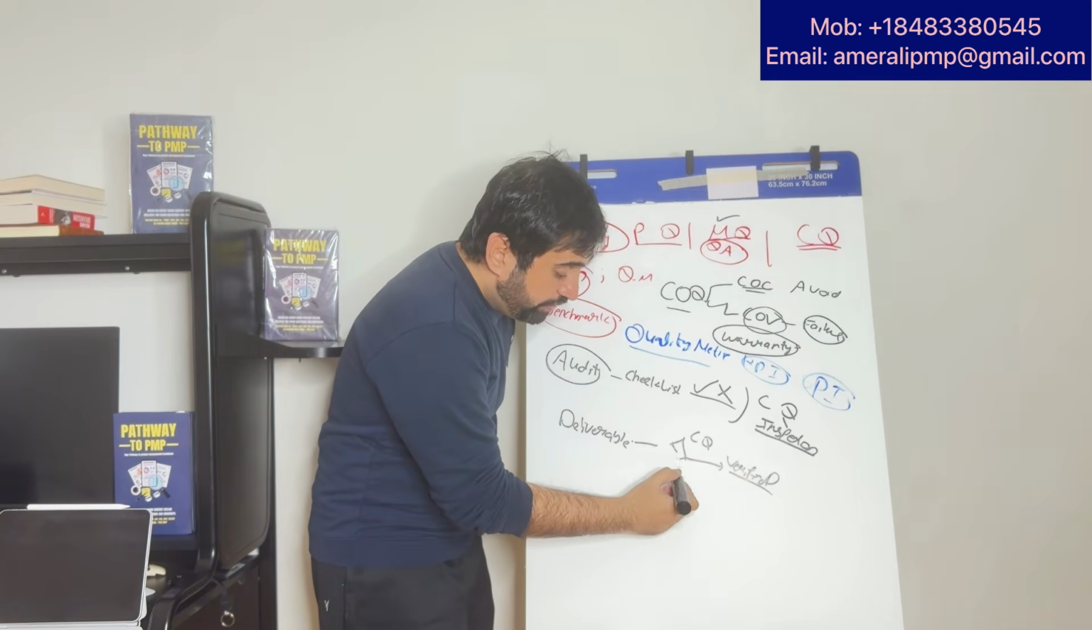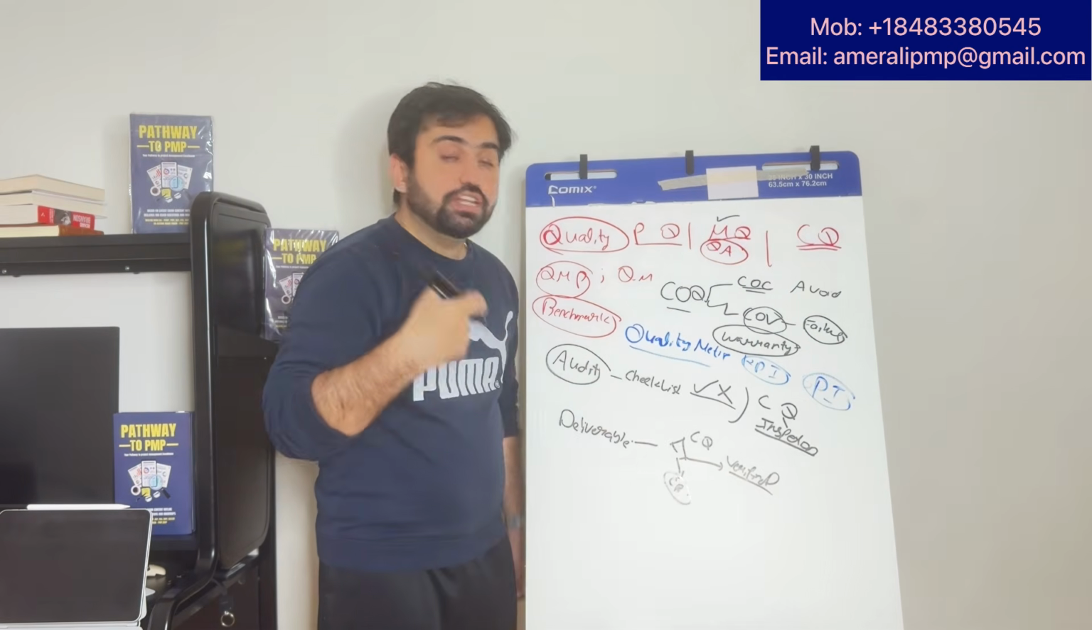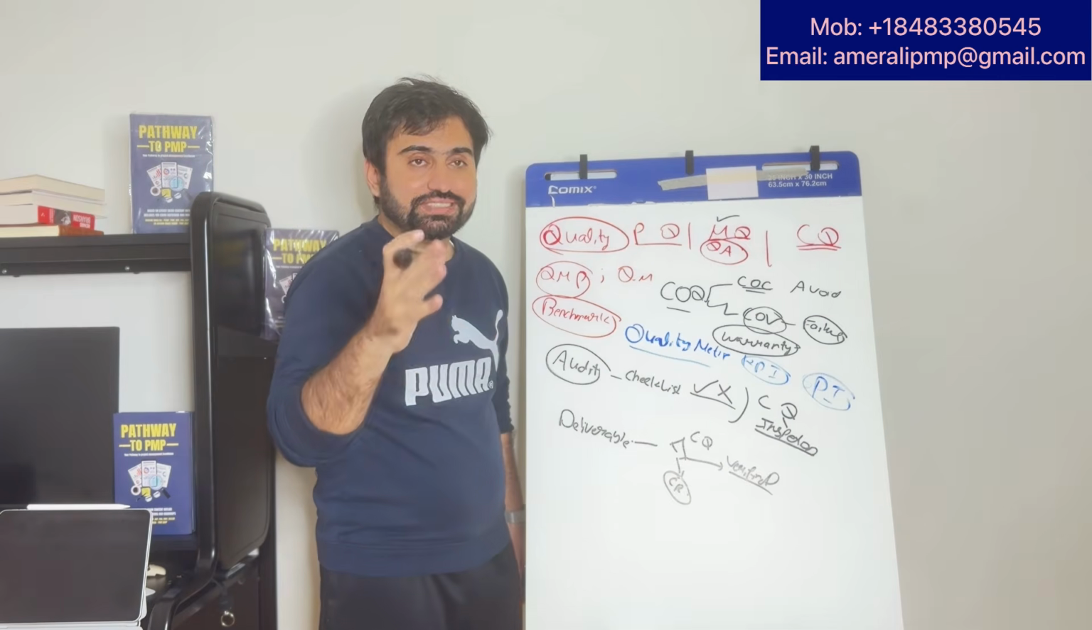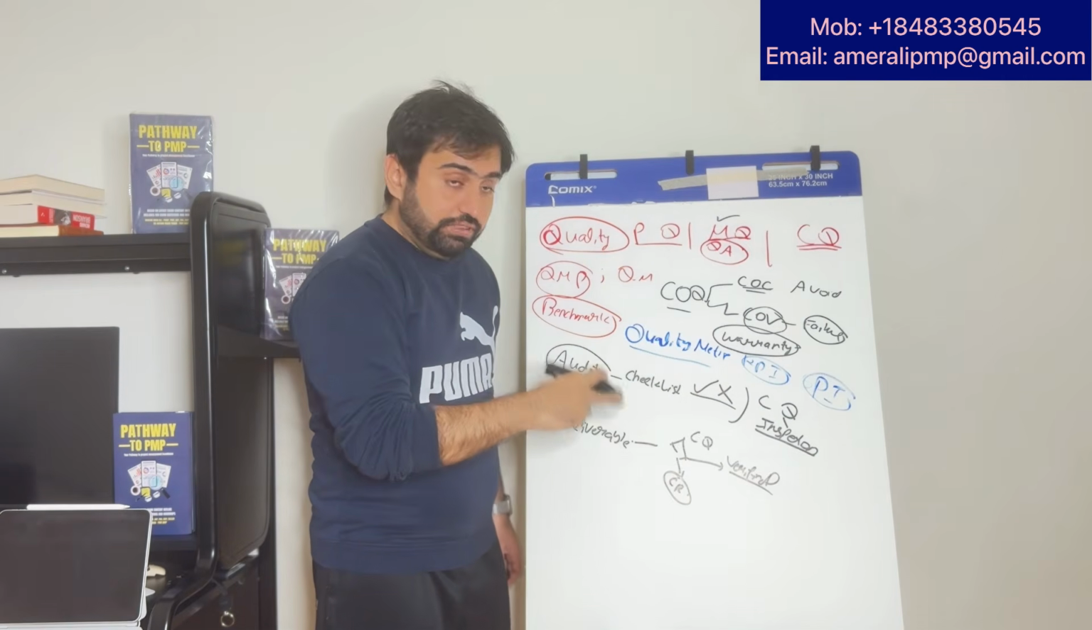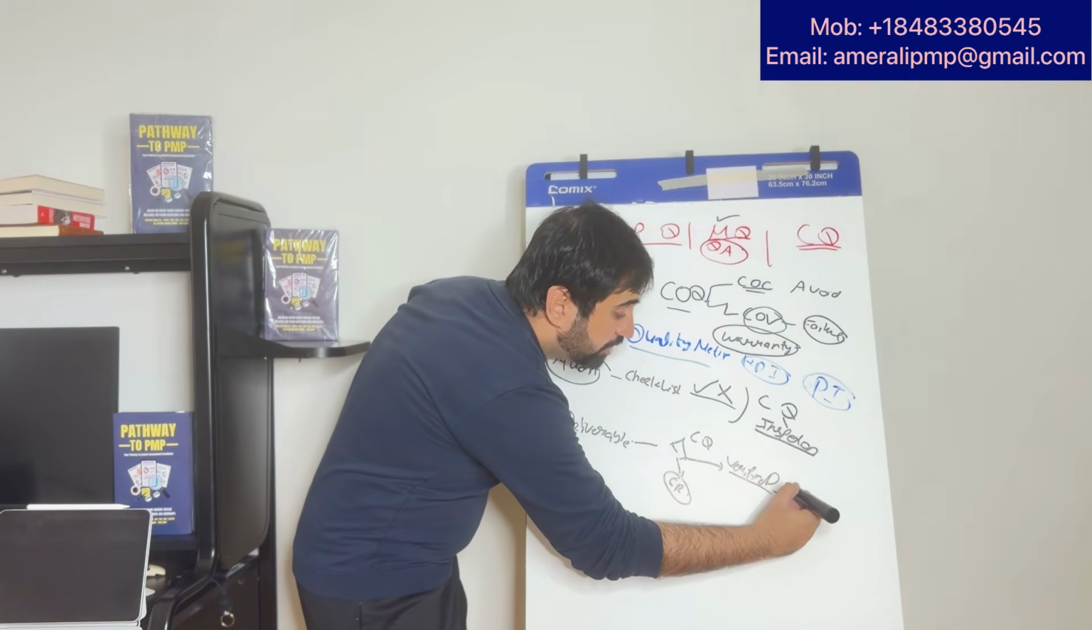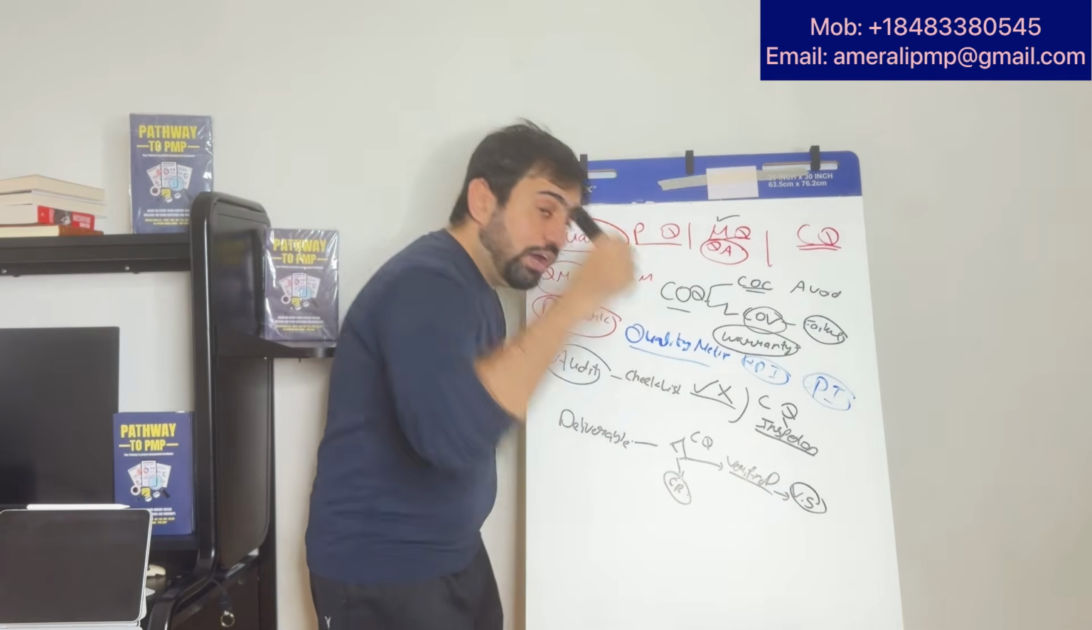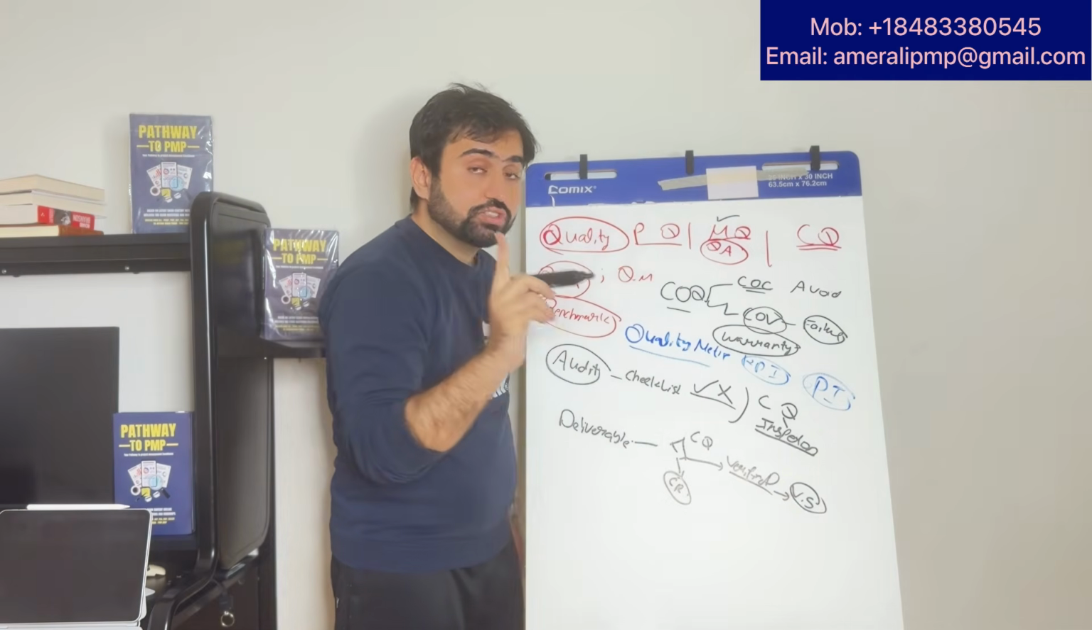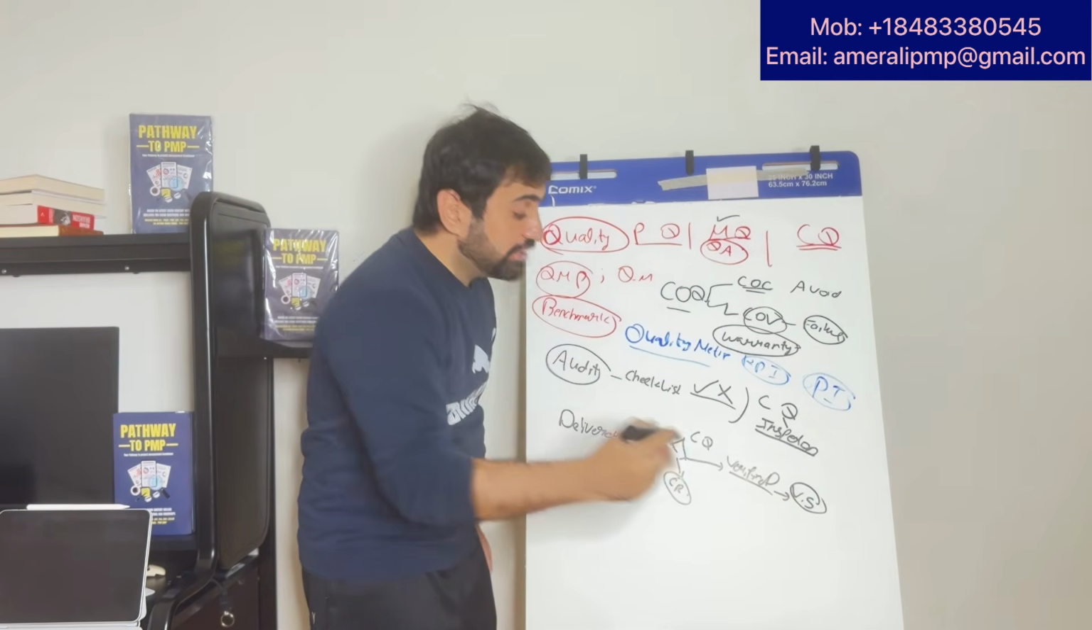If it is not, then we raise a change request that this deliverable needs to be updated, replaced, things of that nature. This verified deliverable goes to the next process, validate scope. Now the client checks the deliverable. Here the client is not involved yet. In validate scope, the client checks the deliverable.